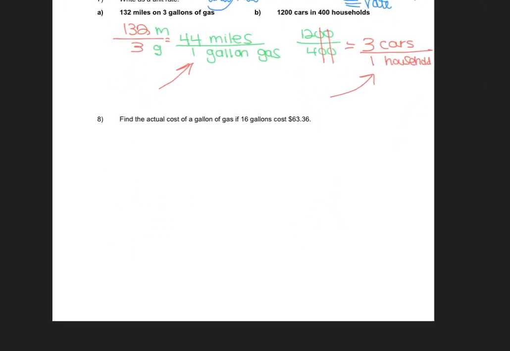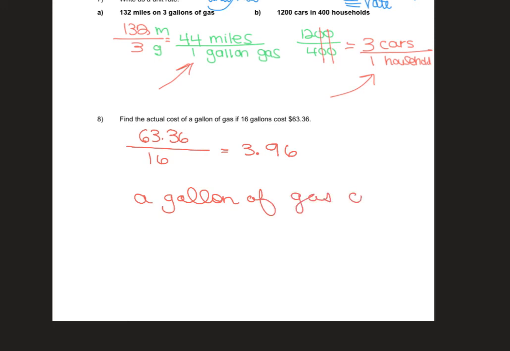Okay. Find the actual cost of a gallon of gas if 16 gallons costs $63.36. So $63.36 goes on top, 16 goes on the bottom. And I get $3.96. So a gallon of gas costs $3.96. And you're all done. So let's look at a couple of the things that we really want to practice here.